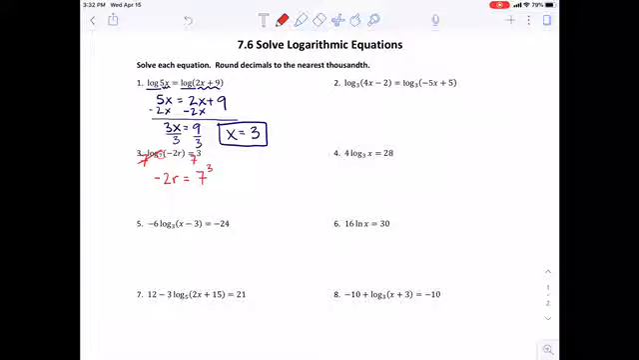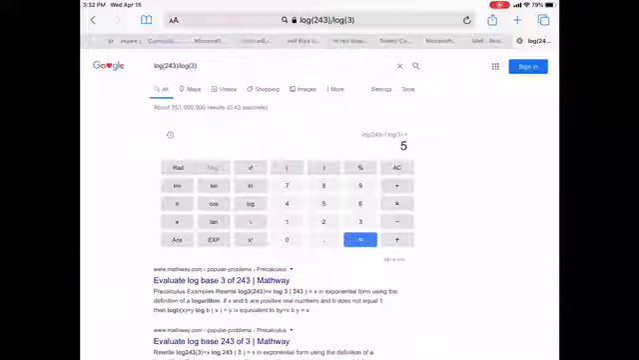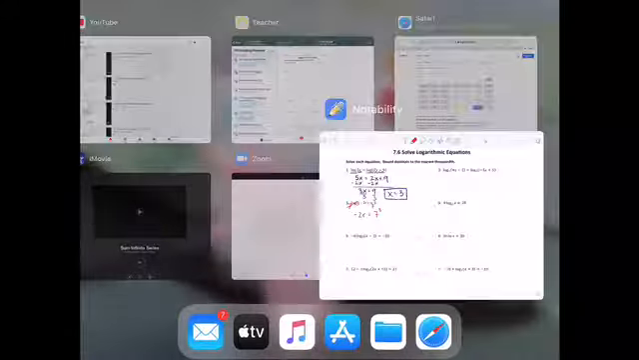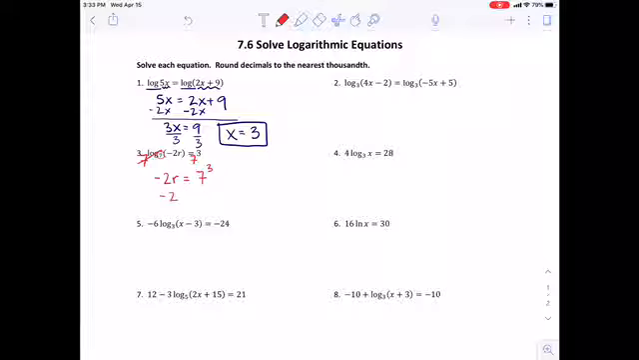Now, I'm not sure what 7 to the third power is, but my calculator knows. If you have a calculator, you can go ahead and type it in. But if you don't, I'm just going to use this calculator that's right here on Google. So into Google, I'm going to type 7 to the third power. And Google tells me that it is 343. So I know that negative 2r is equal to 343.